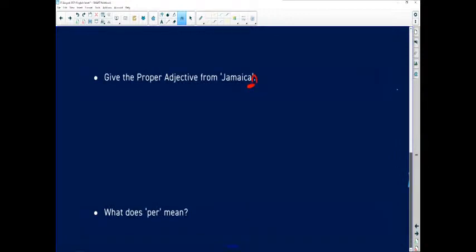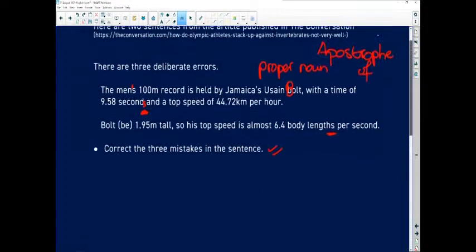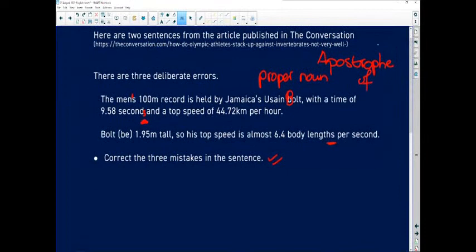What does per mean? A top speed of so many kilometers per hour. His top speed is so many body lengths per second. Right? So what does per mean? It means for each hour, for each second.